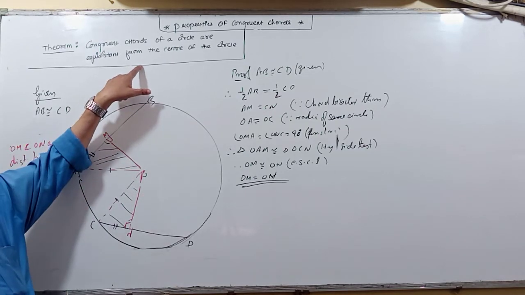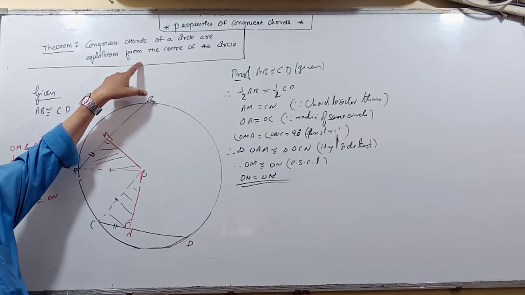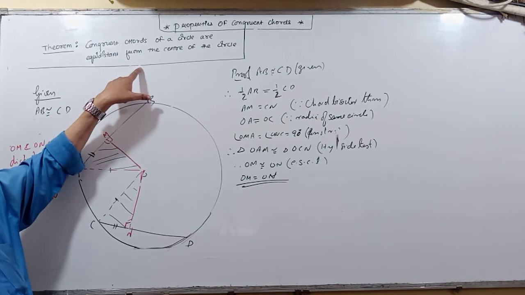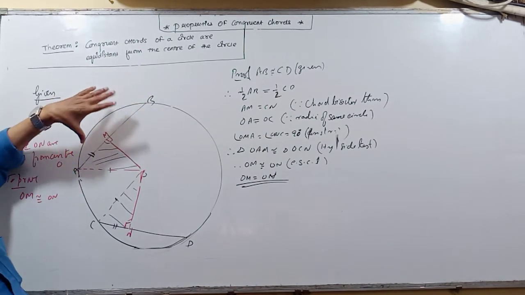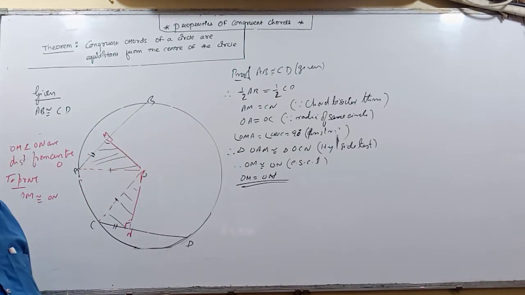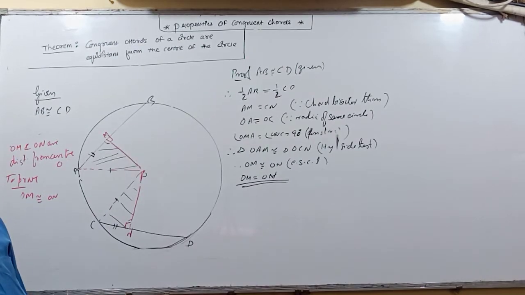Same theorem, I have modified the theorem. This is the theorem given that congruent chords of a circle are equidistant from the center. I have modified the theorem for easiness. Equal chords are equidistant from the center. This is modified by me. You can remember it like that. Okay? We will go to the next theorem.